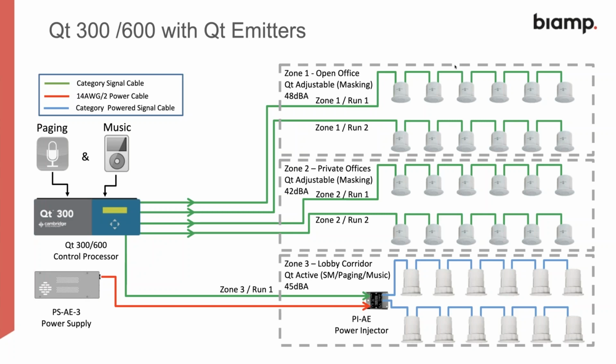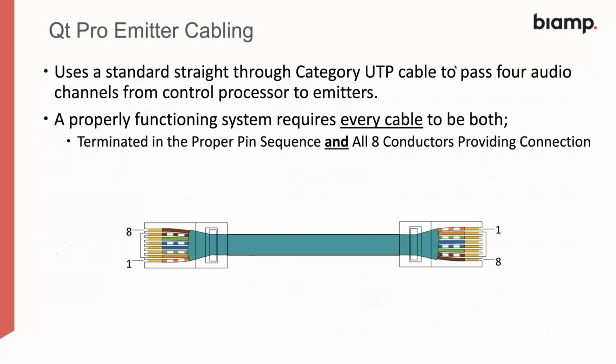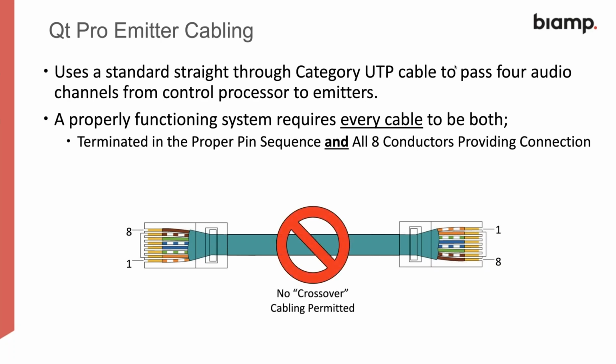order to do this. So remember, the QT300 we can use for paging and music just as in the same way as we can for the QT600. So the cabling I've covered slightly already by saying that we just use standard category UTP cable, which can be anything from Cat3 upwards. It has to be a straight through cable. It cannot be a crossed cable. So it's really important that it's a regular straight through cable, and you need all 8 conductors connected as well.